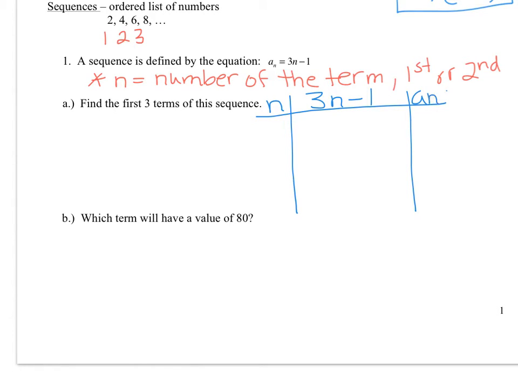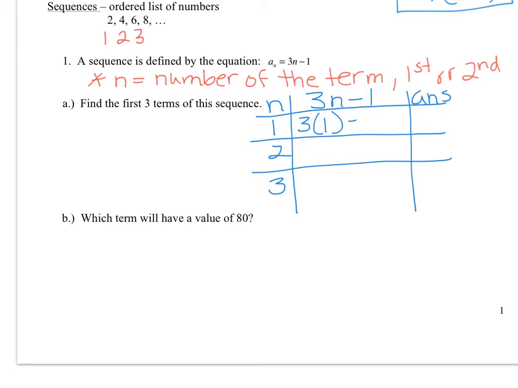And the answer is going to fall here, which is basically our a sub n, which is our answer. So we're looking for the first 3 terms. So we need to find term number 1, term number 2, which is the second term, and term number 3, which is our third term. So we know our n's now, so we can plug it in.